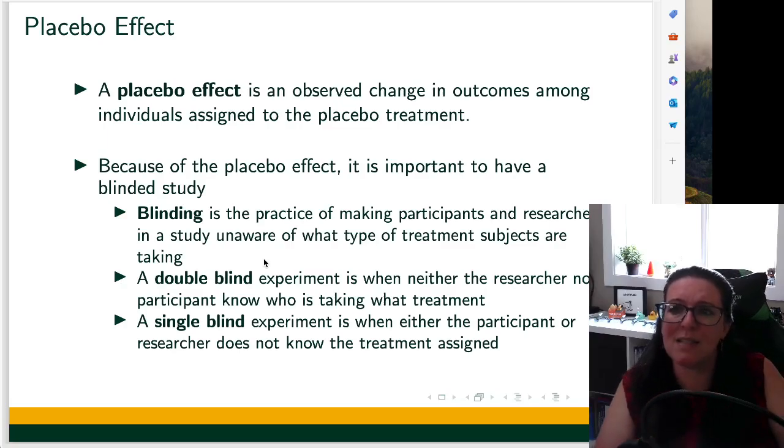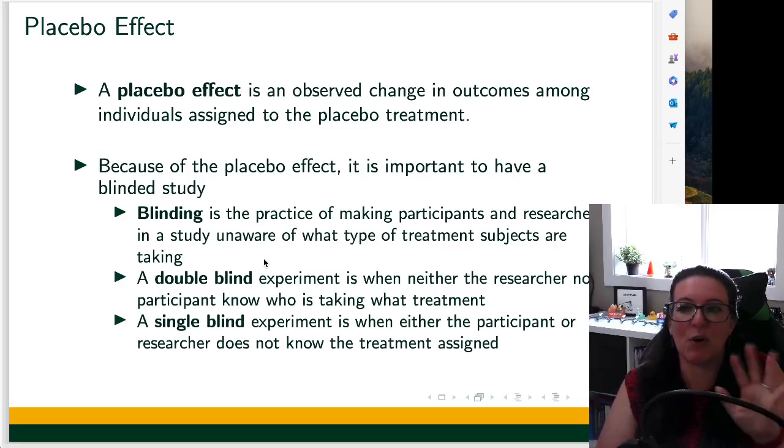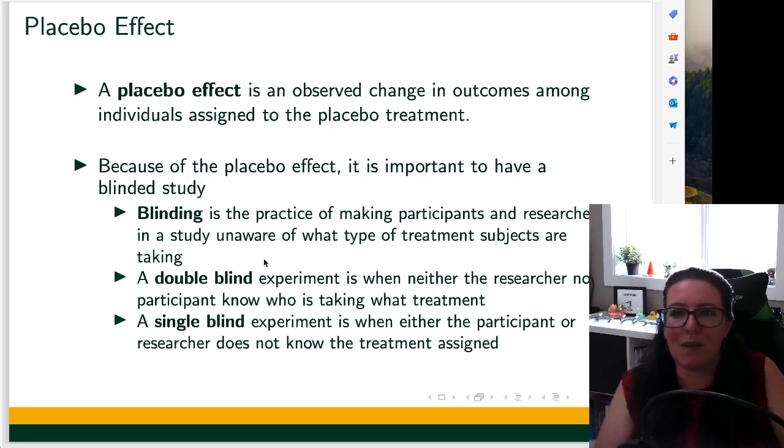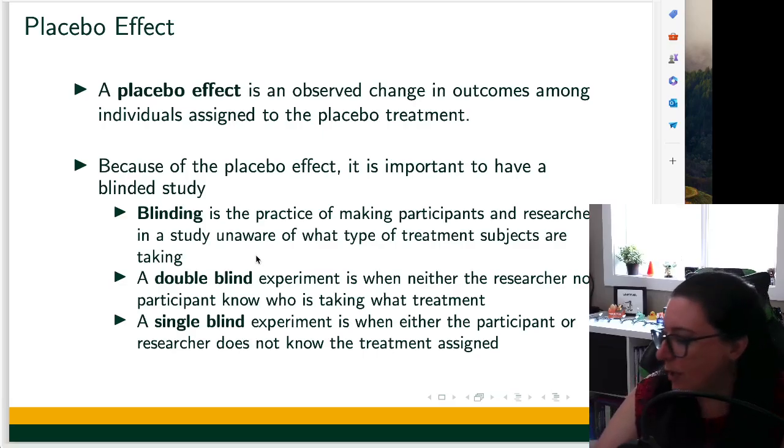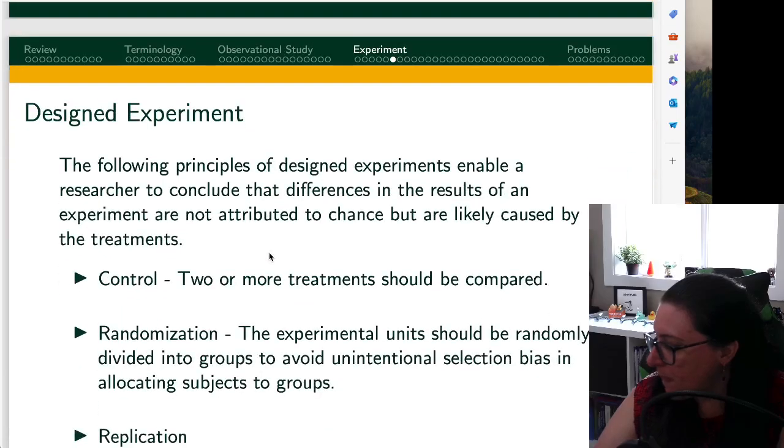A single blind study is when either the participant or the researcher doesn't know. A double blind is when the researcher and the participant don't know. So you usually have double blind if there's interaction between the researcher and the participant. Single blind, it's going to be the participant who doesn't know because you don't want them to change their behavior, if the researcher doesn't really have a whole lot of interaction with the individual who is in the treatment or control group. Okay. All right.